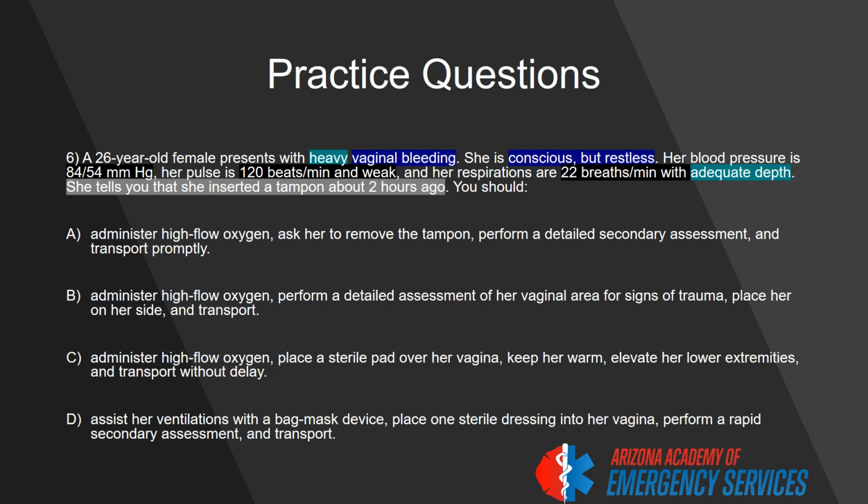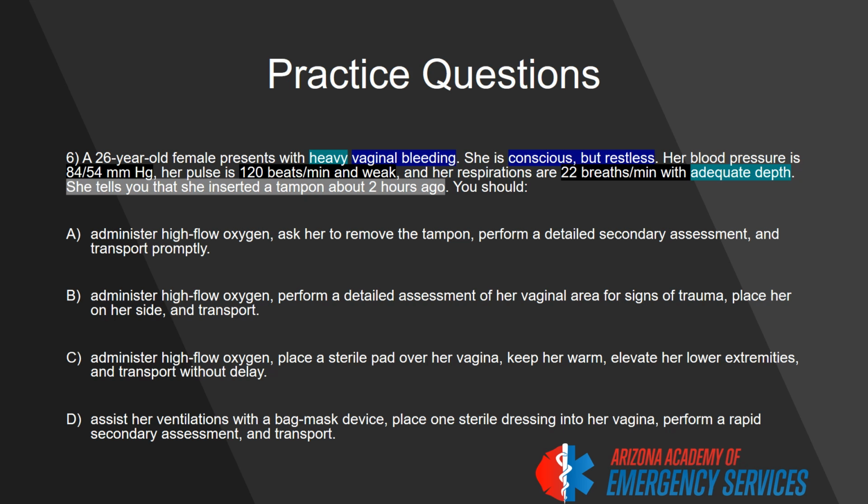Now, if they had made a mention of how many tampons she had gone through trying to control this bleeding, that might be significant in the sense of us trying to determine how much blood loss she's experienced. However, in this present scenario, all we know is that she has heavy vaginal bleeding. We note the presence of shock based on her vital signs, and we need to intervene immediately.